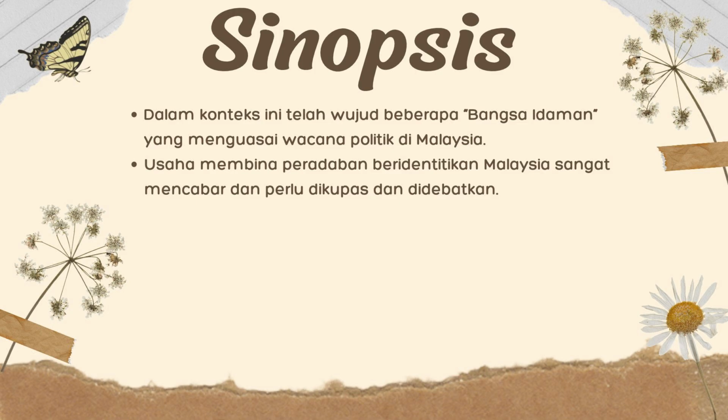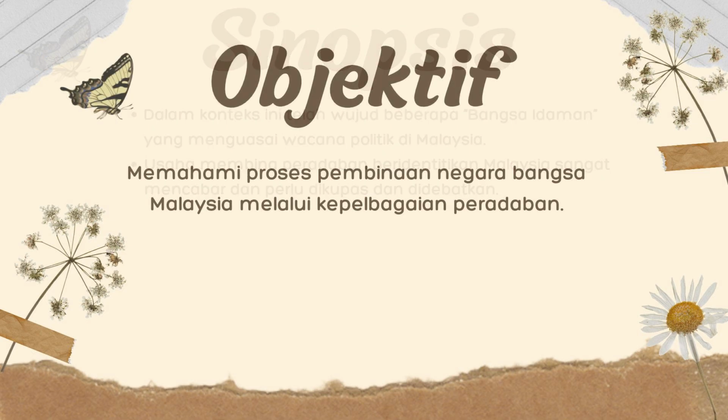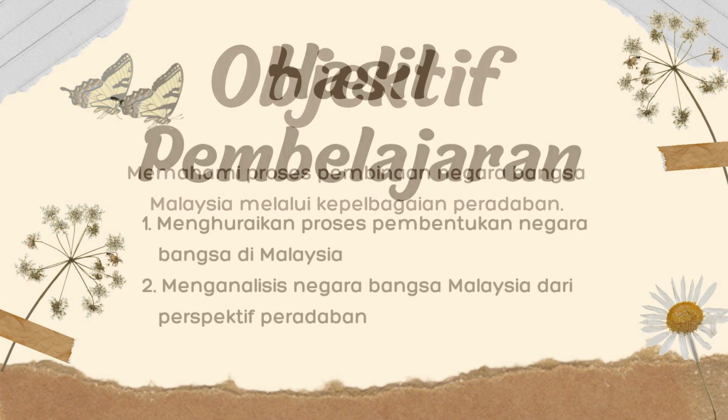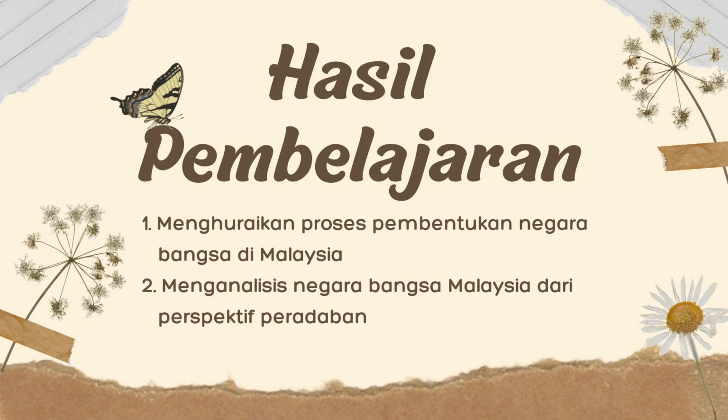Before we begin, let's take a look at the objective and learning outcomes for this topic. The objective is to understand the process of nation building, proses pembinaan negara bangsa in Malaysia through the diversity of civilization. So, what are we actually going to learn from this topic? Our main objective is to understand how Malaysia developed as a nation through its diverse civilization. By the end of this lesson, you should be able to explain how the Malaysian nation, negara bangsa Malaysia, was formed and analyze Malaysia as a nation state from the perspective of civilization. When I say perspective of civilization, it means perspective peradaban. So let's dive into today's topic.